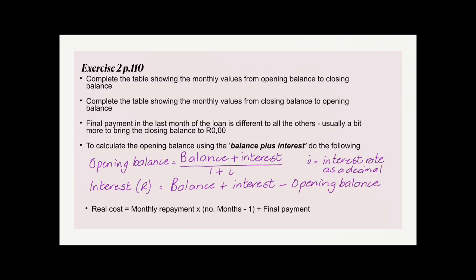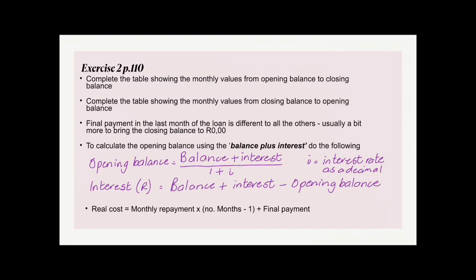Now, working backwards, it's important to remember that in order to find the opening balance, you have to take the balance plus interest divided by 1 plus the interest rate. And our interest rate in our first calculations was 10.5%, so you're going to have 1 plus 0.105. And then to fill in the interest in the table, you take the balance with the interest, the big amount, and you subtract the opening balance, which you've just calculated, and that will give you the interest.